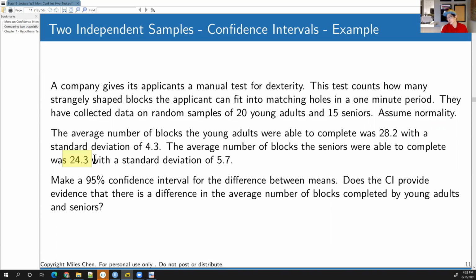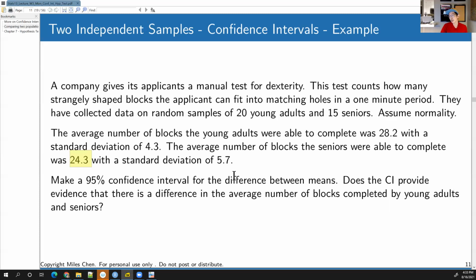Now, the question is, our sample has 28.2 versus 24.3. So that's a difference of a little under 4, maybe 3.9. And the question is, does that mean if we looked at the general population of young adults versus the general population of seniors, there's going to be a difference between the average number of blocks they can complete? What do you guys think?